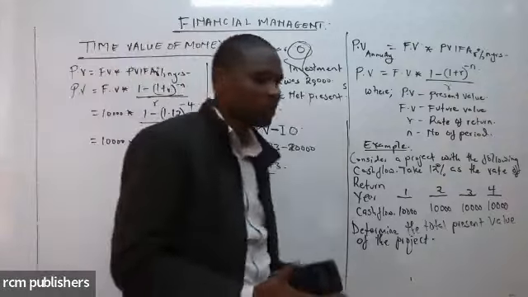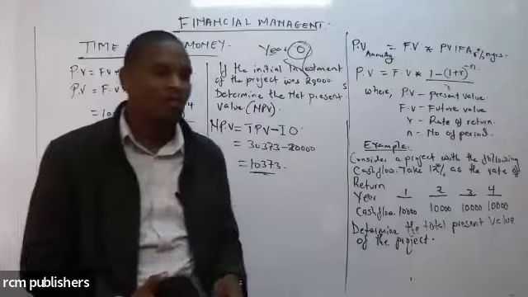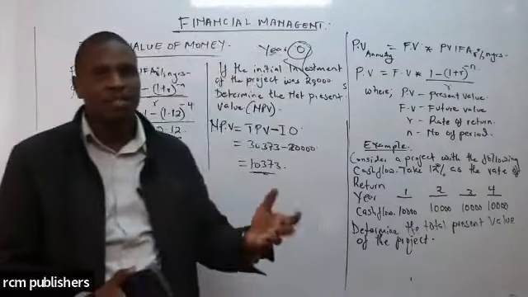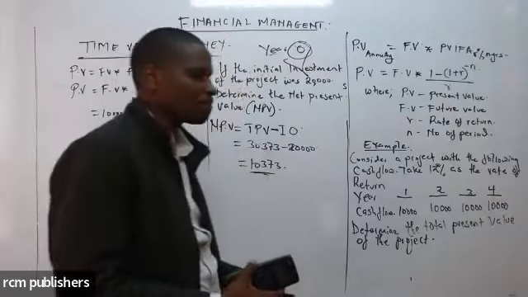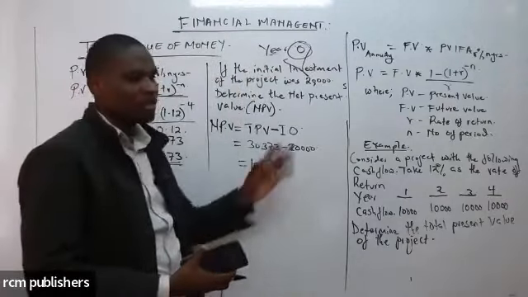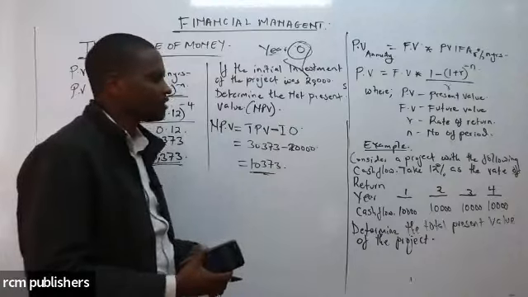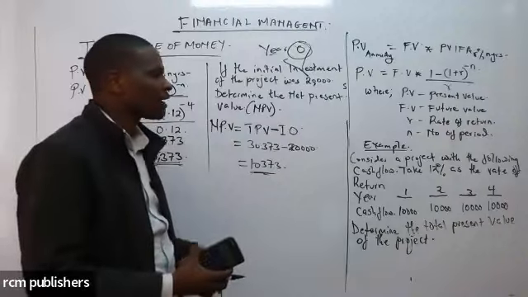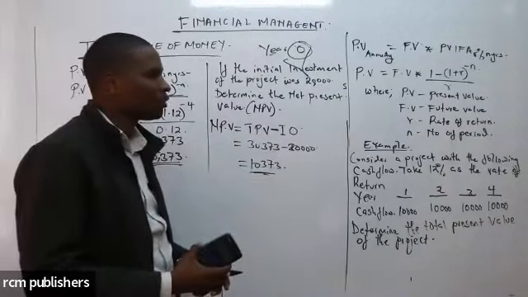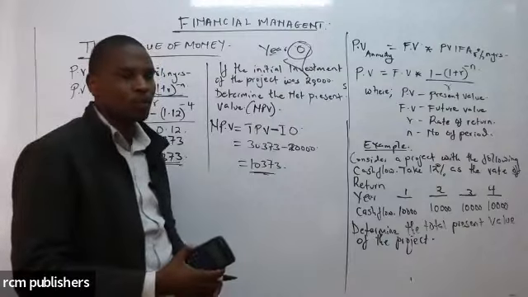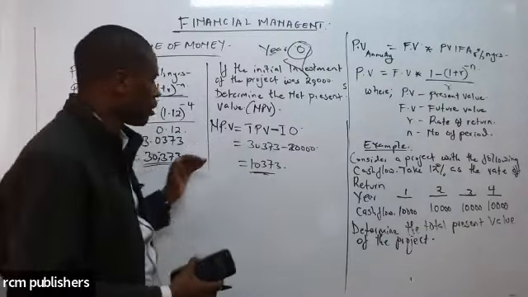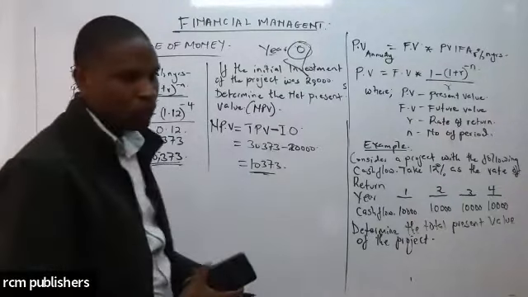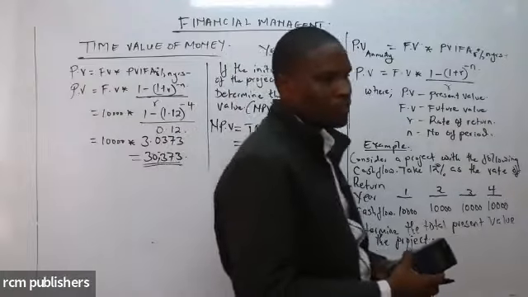Under capital budgeting, we shall be able to look at all these project appraisal techniques, or investment appraisal techniques. So at this point, you advise the investor to proceed to invest in such a project. That's just an example of how you are supposed to get the total present value of an annuity.